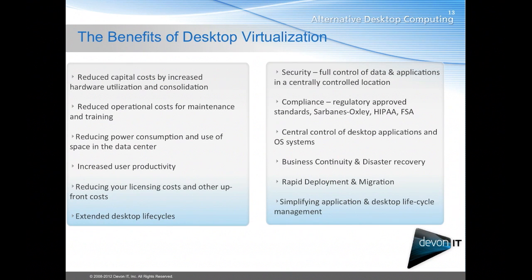The benefits of desktop virtualization include reducing power consumption and use of space in the data center, increased user productivity, and extended desktop life cycles. There are also the advantages of security: full control over data and applications in a centrally controlled location, because everything's stored in the data center and not on the front end. Then there's business continuity and disaster recovery. Because you're not backing up multiple different locations, you're backing up one central storage. It's one central storage to bring back online.